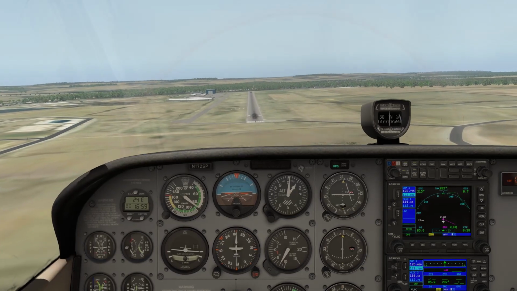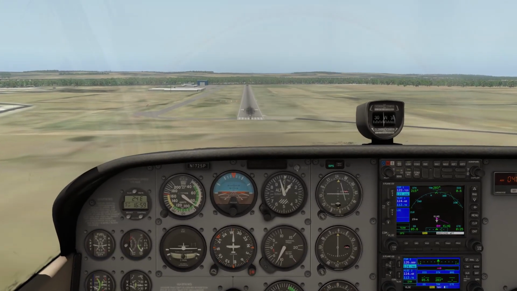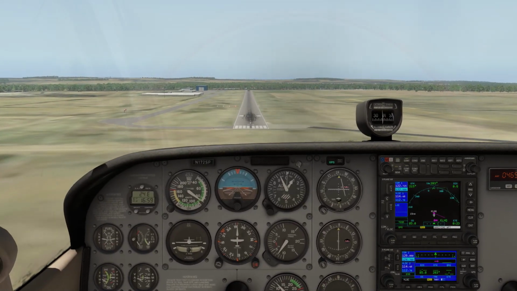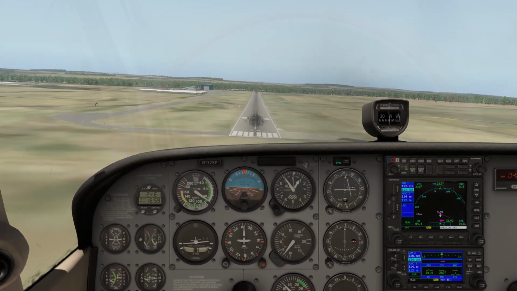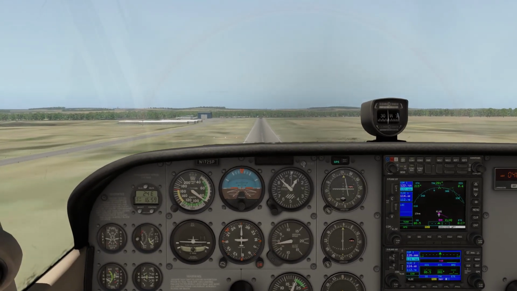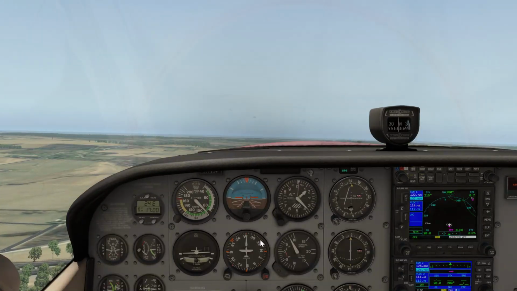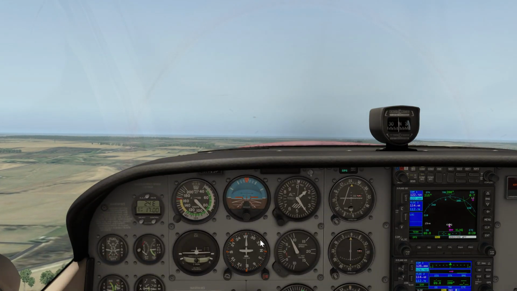Coming on down, pretending that we're putting that center line right between our legs. And let's pretend right here a deer ran out in front of us. All we do is throw in full power. Go ahead and call back in. Fairfield County traffic, Cessna 172 Sierra Papa going missed, runway 28. I'm going to show you one more and then we'll be done.